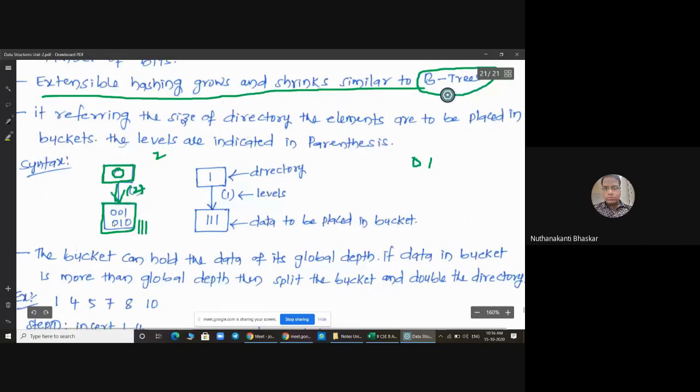Because it is going to accept only how many values? Two only. Always my bucket is going to accept two, because I gave the global size of the bucket as two. If you want to give three, then the bucket is going to accept three values. If you give only one, it is going to accept only one value. If you give 10, it is going to accept 10 values. But here I have taken two. Why I have taken two, I will tell you later.